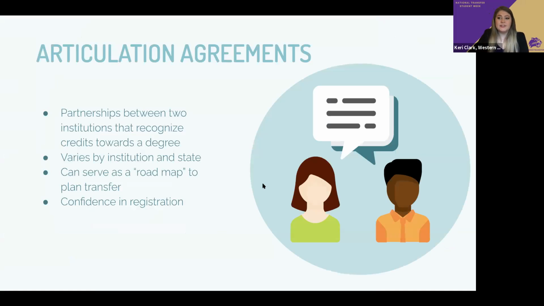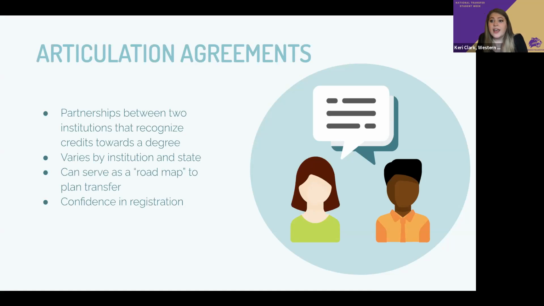Moving on to something that we throw around in the admissions office: articulation agreements. Essentially, this is just a partnership between two institutions that recognize credits towards a degree. It varies per institution and state. So be in communication with your admissions representative, even at the community college level. See if there's any kind of articulation agreements for an associate's degree to a bachelor's degree. Oftentimes there are.